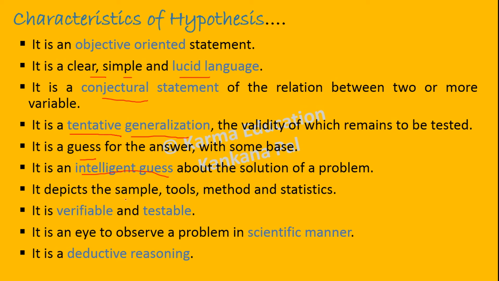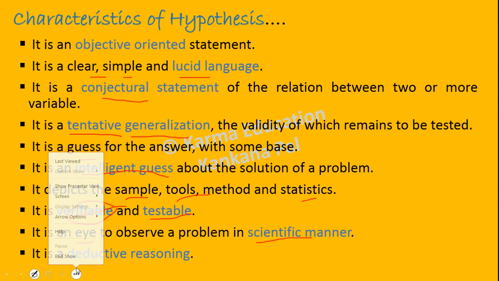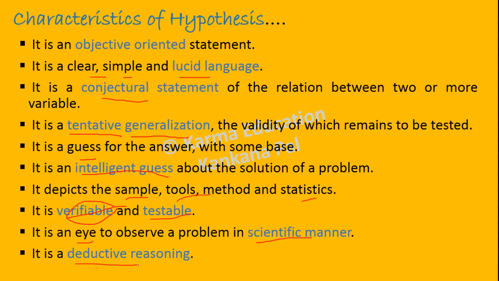Hypothesis depicts the sample, tools, method and statistics. Means from the hypothesis of a research work, we can get a clear idea about the sample, tools, method and statistics which are going to be used in that particular research work. And it is verifiable and testable. We can test and verify hypothesis, right? It is an eye to observe a problem in a scientific manner. Okay, and it is deductive reasoning. It is not inductive reasoning, it is deductive reasoning.